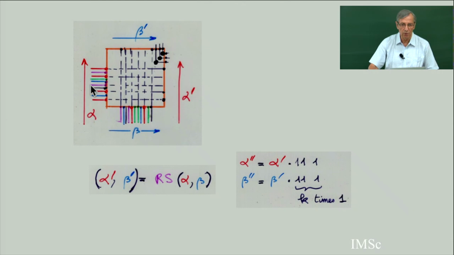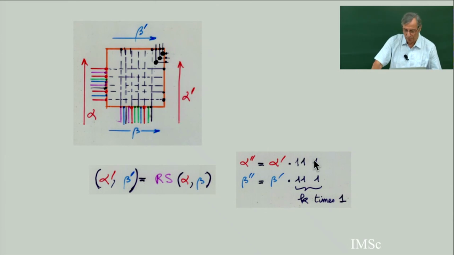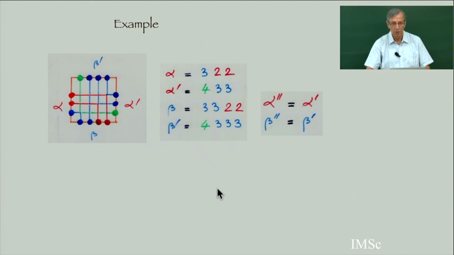You just suppose you have two words alpha, beta, then your new word alpha double prime, beta double prime will be the RSK product of the two, which is defined by the bilateral RSK automata with very simple rewriting rule on the edges, multiplied by, you concatenate a certain number of 1. Example, suppose there is 0 in the matrix, no point. Then your word alpha is 3, 2, 2, blue, red, red. Beta is red, blue, blue, red, red, 3, 3, 2, 2.